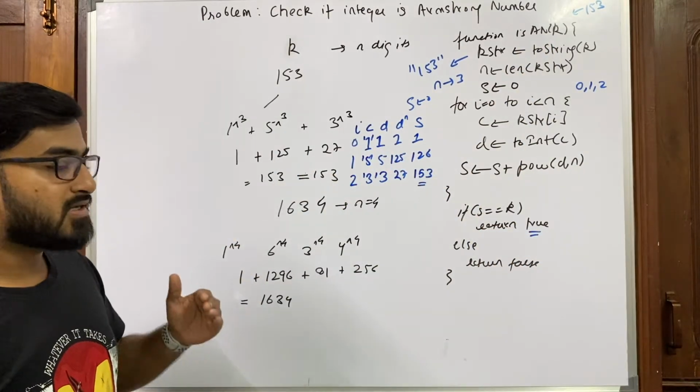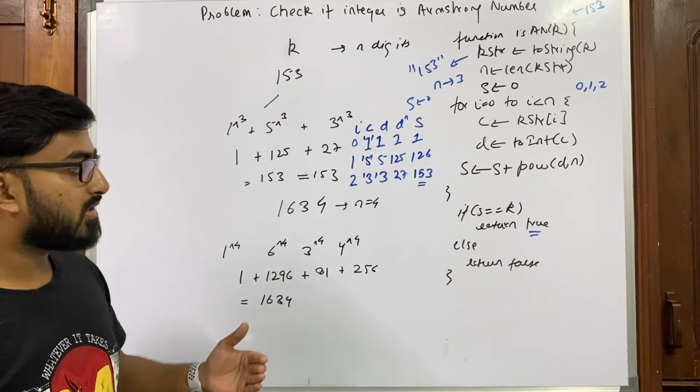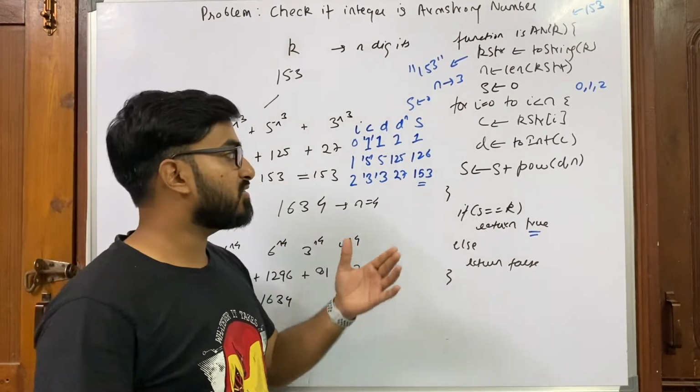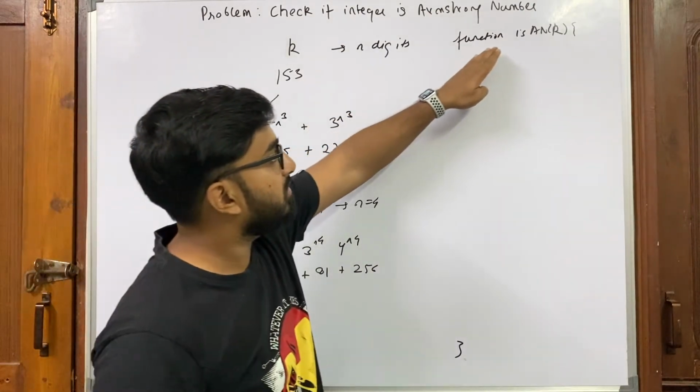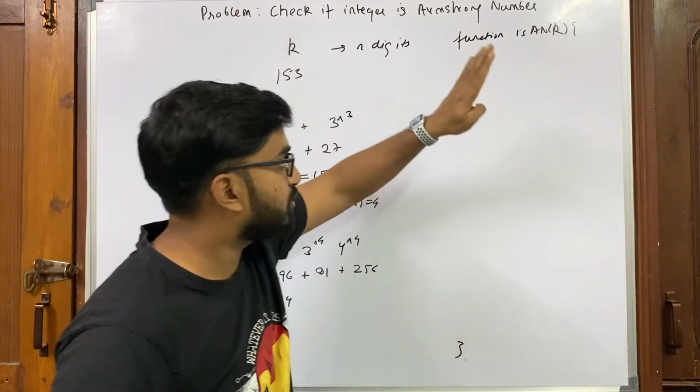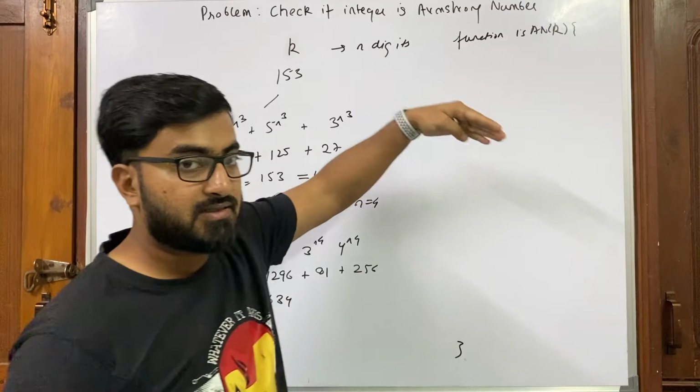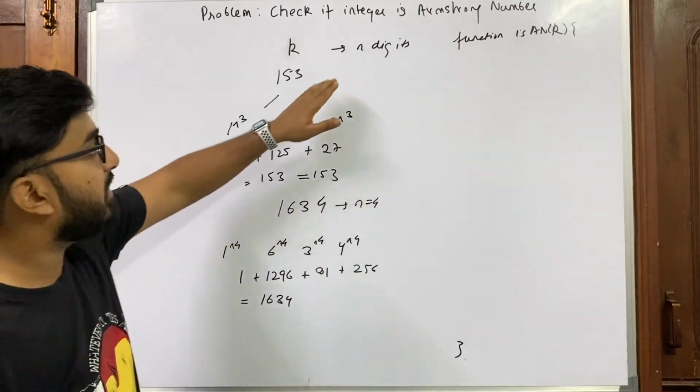It is easier and it is always recommended that you use an easier method. Let's move on to another method where we use while loops. So again we take a function that takes an integer k and returns true if this is an Armstrong number, else it returns false. So our first task is to find n, which is the number of digits.